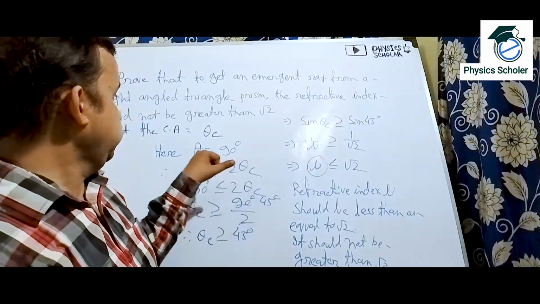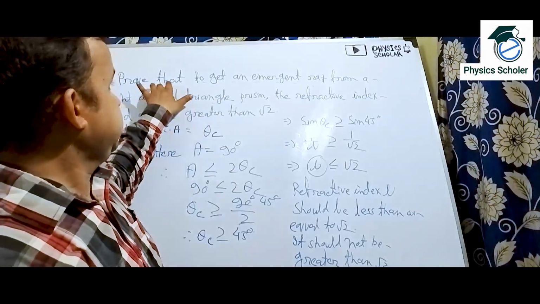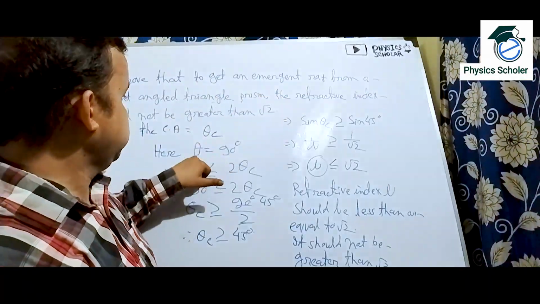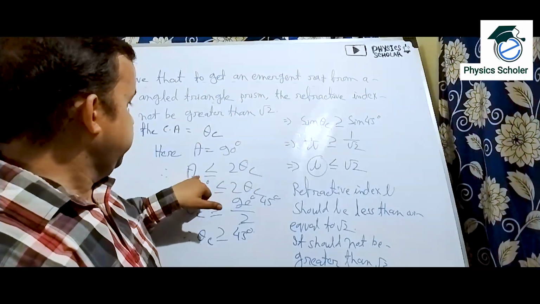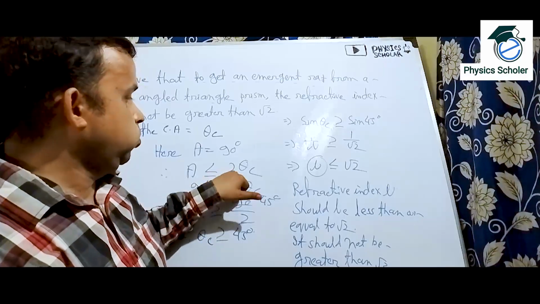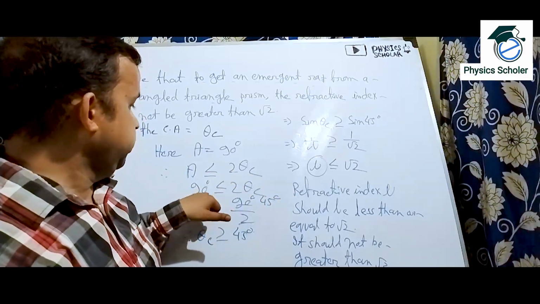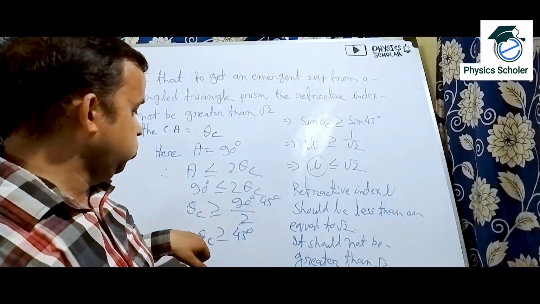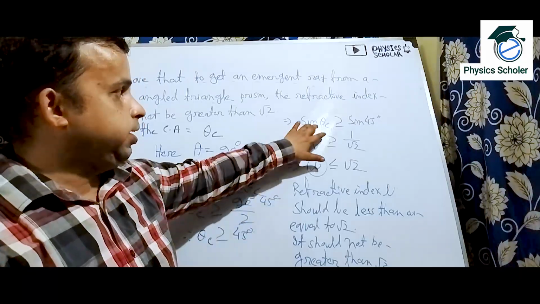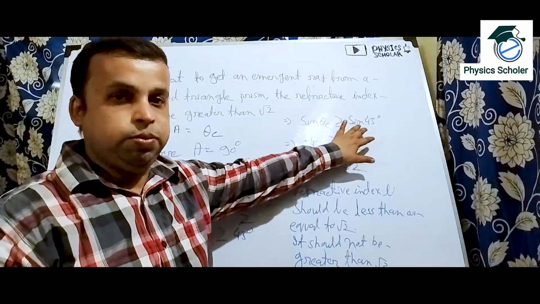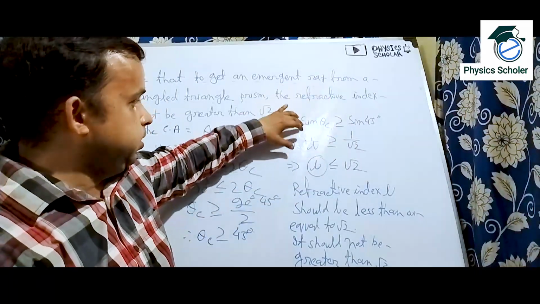So what do we know? That is the right angle triangle prism, so A is equal to 90 degrees. So A should be less than or equal to 2 theta c. Now 90 degrees should be less than or equal to 2 theta c, so theta c should be greater than or equal to 45 degrees. Now taking sine, sine theta c is greater than or equal to sine 45. What is the value of sine theta c? 1 by mu.